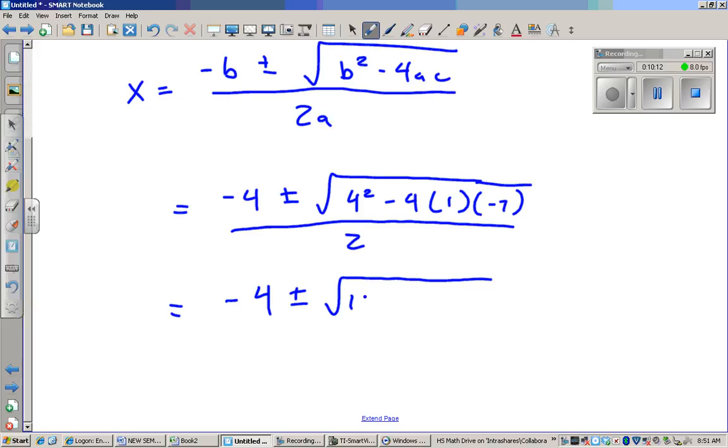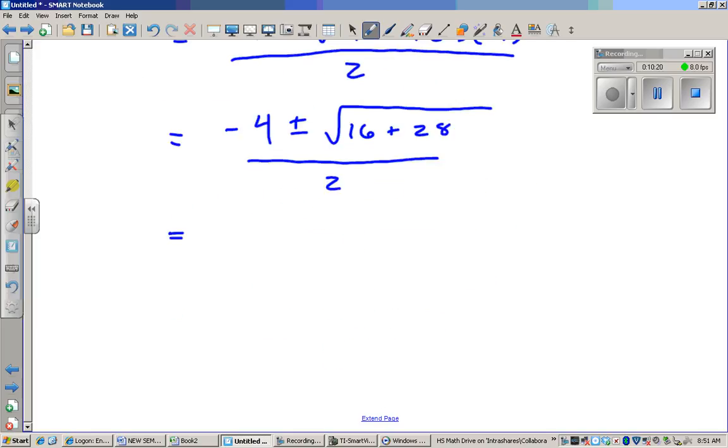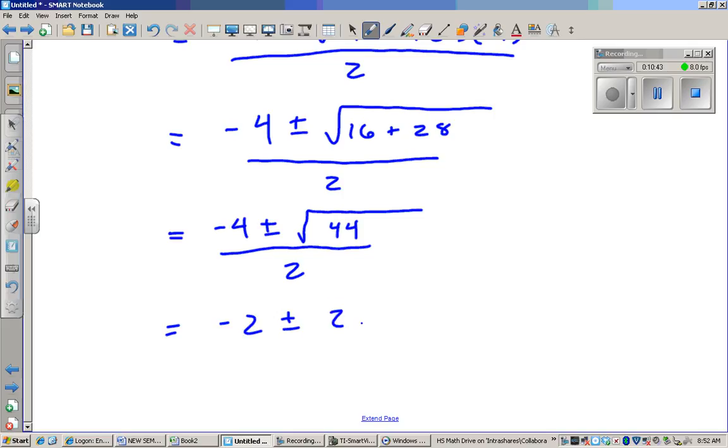Okay, this is a 16, and I'm going to be adding 28 to it and dividing through by a 2. So I'm going to keep going. I've got negative 4 plus or minus the square root of, this is going to be 44. All right, so I'm going to have 44 right here, divided by 2. That's the same as negative 2 plus or minus 2 square roots of 11. I took my perfect square of 4, moved it outside as a 2, and was left with an 11 inside.